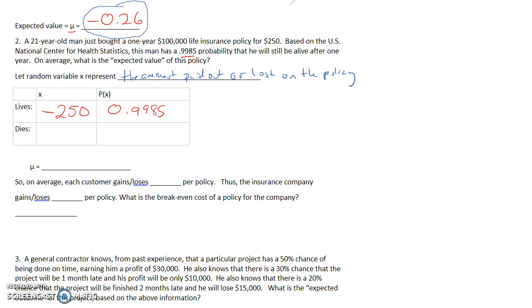Let's go to the opposite, which is what is the probability if he dies. If he dies, he is going to get paid out. But it isn't the full amount that is paid out, we have to subtract the amount he paid for the policy. So if he dies, the amount paid out is going to be 100,000 minus 250. So that's going to be 99,750. And what's the probability that he does not live? Well, it's 1 minus 0.9985, which is 0.0015.